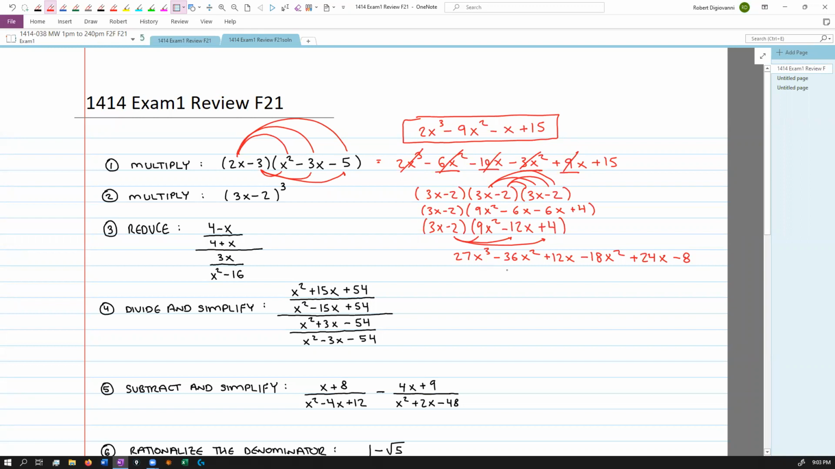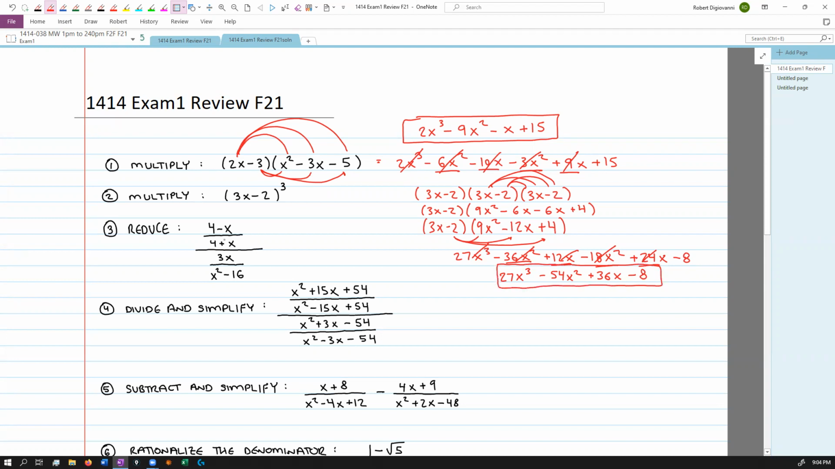Collecting like terms together, I'll have just the 27x cubed, takes care of that. Let's see, x squareds, I've got those two, so that's going to be negative 54x squared. Then we get the 12x and the 24x, add those together, we should get 36x. And then finally, minus 8. So that's that. Okay, on this next one, I'm going to try and squeeze all this in here. This is the answer to number 2.